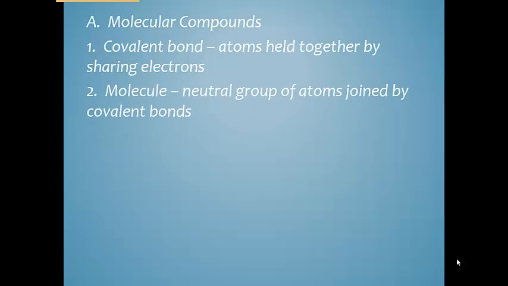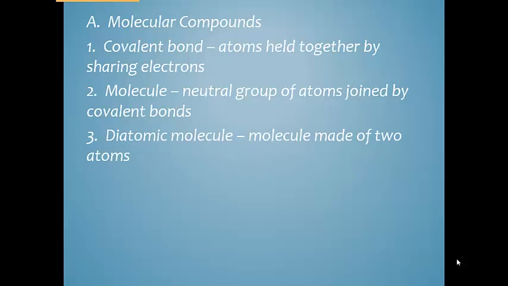We call a molecule a neutral group, neutral meaning that the electrons are balanced, so we're still going to be meeting that octet rule in most cases. There are a few exceptions we'll get to, but it has to have covalent bonds. So ionic bonded elements are called compounds, but they're not called molecules. That's only for covalent bonds.